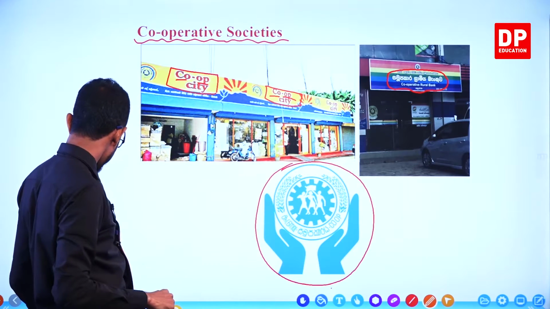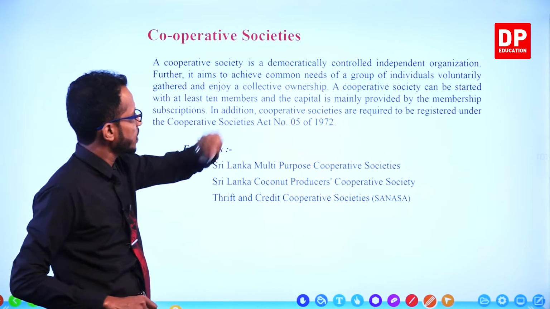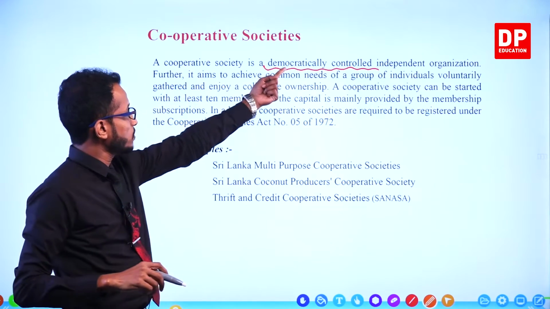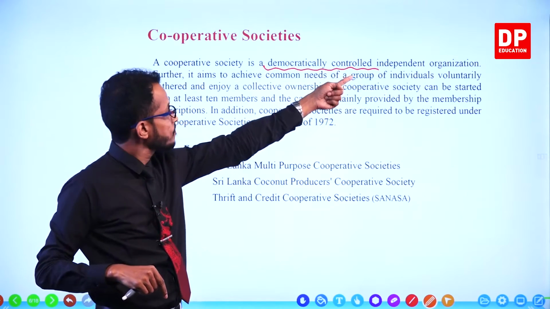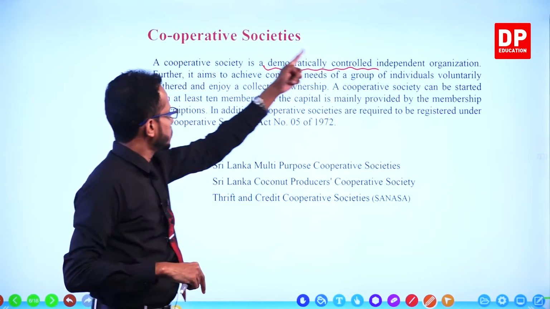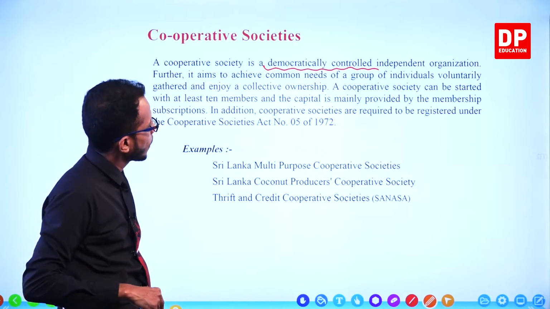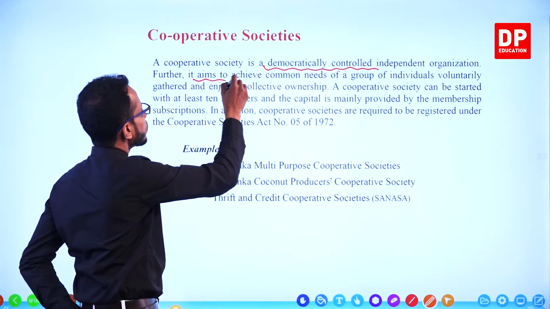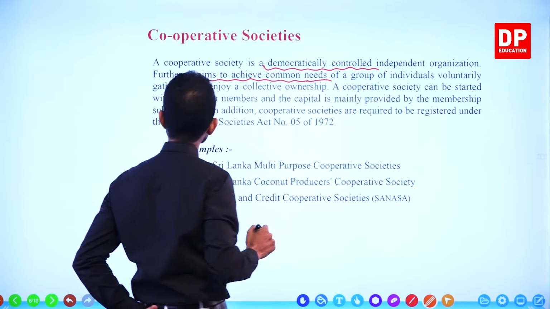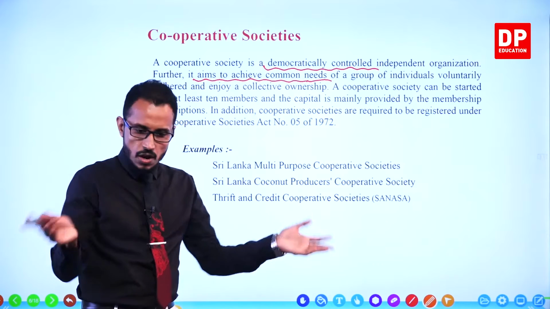Okay? Let's look at what we have under cooperative societies. A cooperative society is a democratically controlled independent organization. Democratically controlled. I'm gonna underline just like I do in every slide. These are the most important things you must take to your heads. Democratically controlled independent organizations achieving common needs of a group, which means well-being of a group of individuals, voluntarily gathered and enjoy collective ownership. Their aim is to achieve common needs of a group of people or a community, a village.